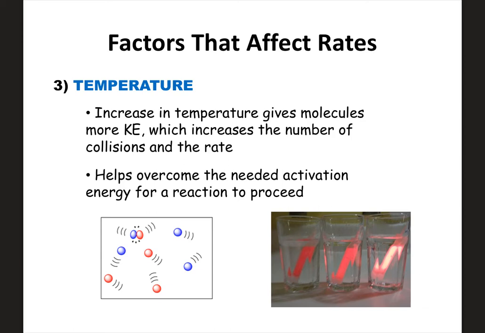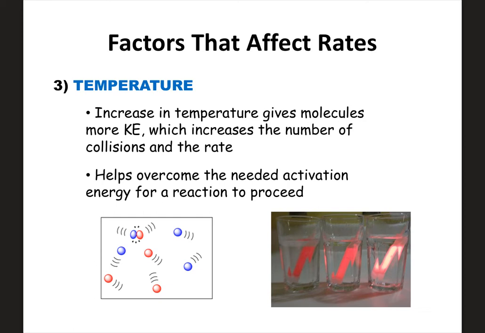So if you increase the temperature, you're increasing the kinetic energy, and you will be increasing the rate of the reaction. If you look at the picture of this glow stick, if you put a glow stick in a freezer, for example, you can actually slow down the rate of the reaction and make the glow stick last much longer.